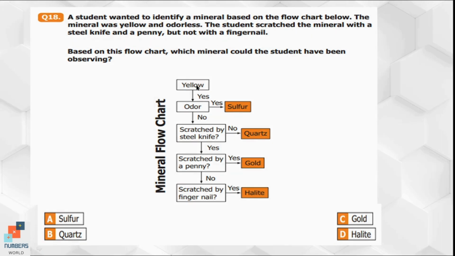So the first step is, is it yellow? So yes, the mineral was of yellow color. So we will go straight towards yes. Then we have to check whether it has odor or is it odorless? So it has no odor. So we will go towards no. Then, scratched by a steel knife. If it is yes, then we will move straight. Otherwise, we will go towards the right side. So yes, it is written over here that the student scratched the mineral with the steel knife and a penny. So we will go towards yes, then scratched by a penny, yes. So we will move towards the right side. So the mineral name is gold. So we will choose option C.